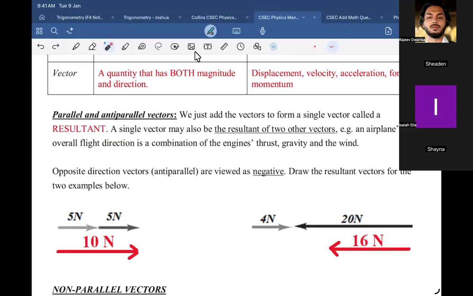So what I'm saying is, as you can see here, we have a force of 4 newtons to the right and then 20 newtons to the left. Obviously, the final resultant force would be in the left direction. Pretty straightforward.